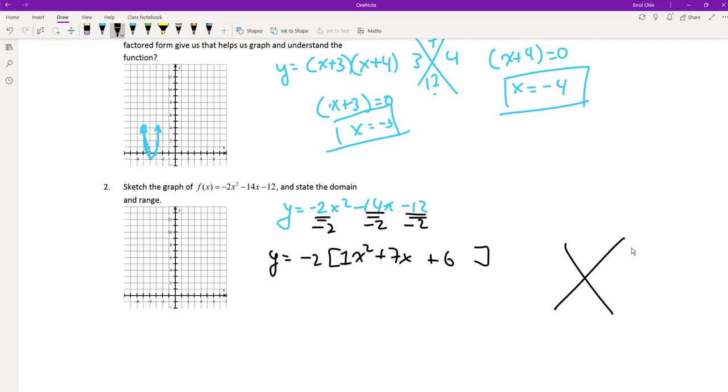So we draw my little x. What two numbers add to 7 and multiply to 6? Hopefully you would agree that it is 6 and 1, I think, right? 6 times 1 gives you 6, and then 6 plus 1 gives you 7.